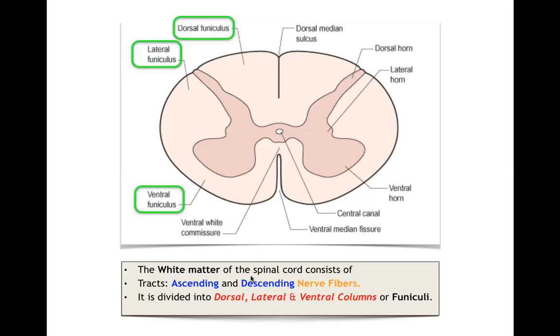So the white matter is actually composed of both ascending and descending nerve fibers. And like I said, the white matter is divided into the dorsal, the lateral, and the ventral column.